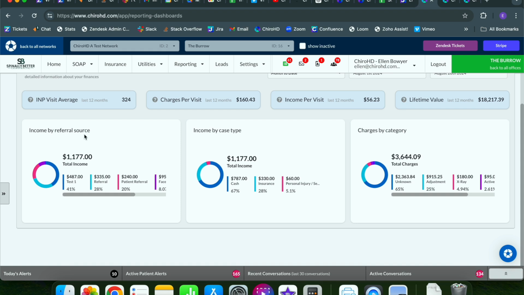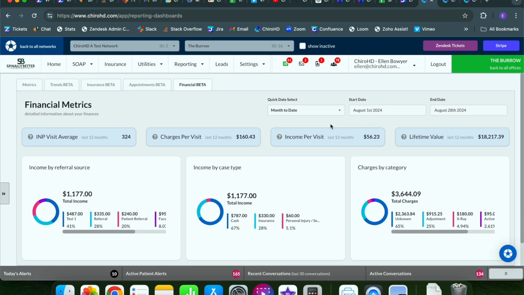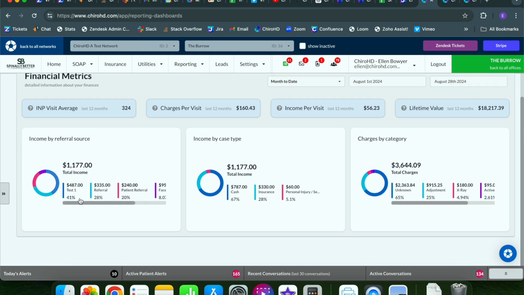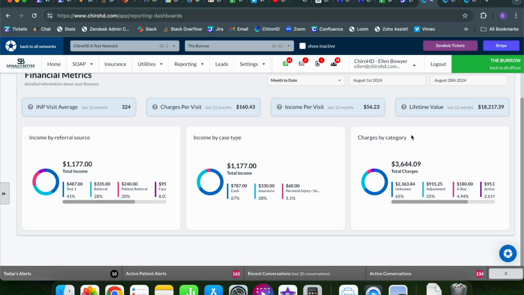Here I can see income by referral source. This is looking at total income within the date range, and it breaks down the percentage and the amount per referral source. To scroll over, I just click on the scroll bar and navigate to the left or to the right. Income by case type. Again, this is looking at total income for the date range and breaking down my case types. Here I can see charges by category.